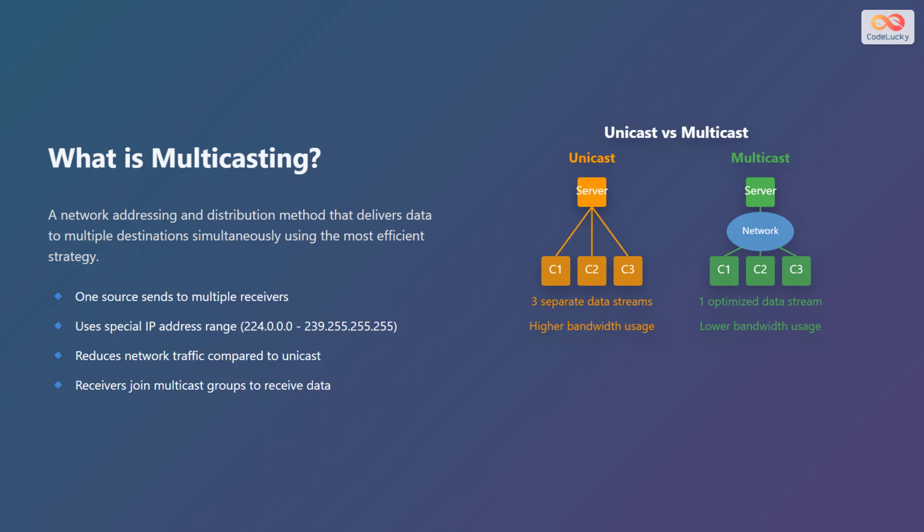It uses a special IP address range from 224.0.0.0 to 239.255.255.255. It reduces network traffic compared to unicast, and receivers join multicast groups to receive data. In a unicast scenario, the server has to send 3 separate streams to the clients, leading to higher bandwidth usage. In contrast, multicast uses one optimized data stream, resulting in lower bandwidth usage.